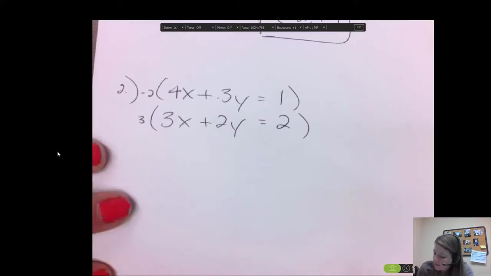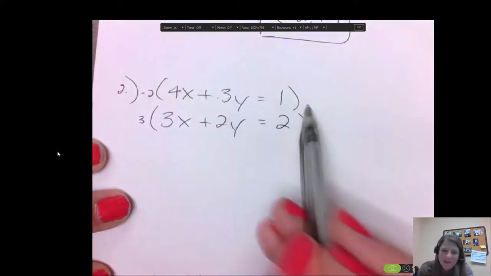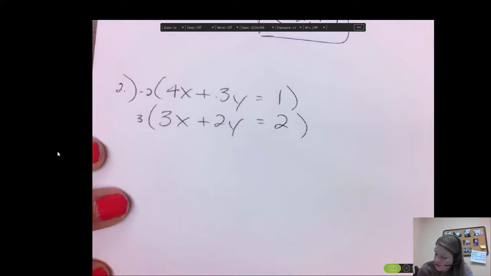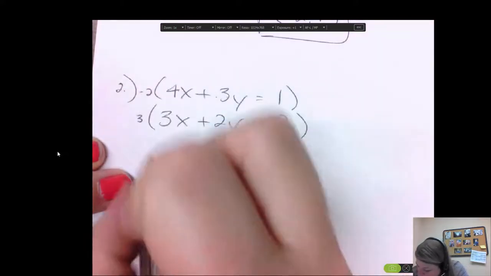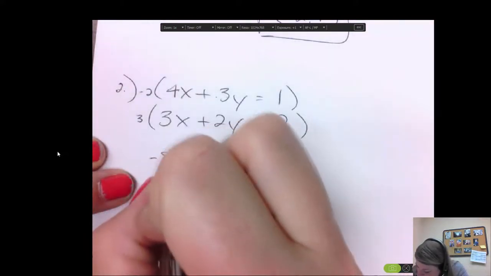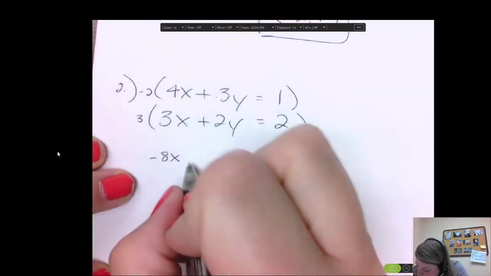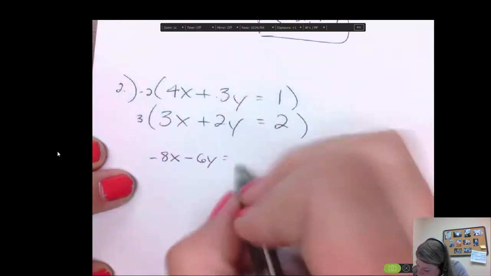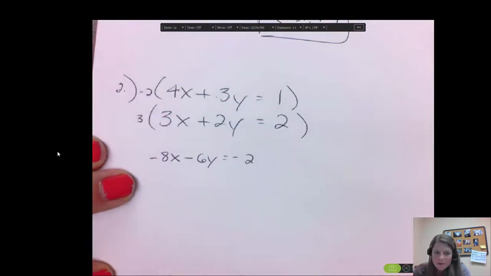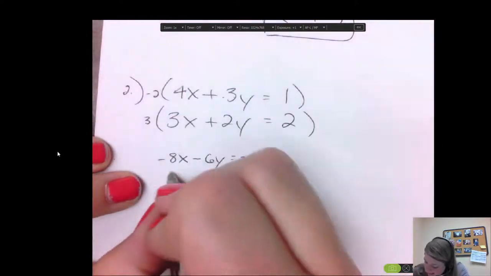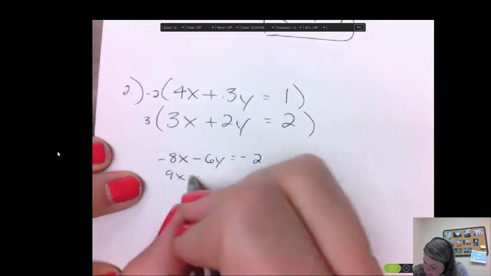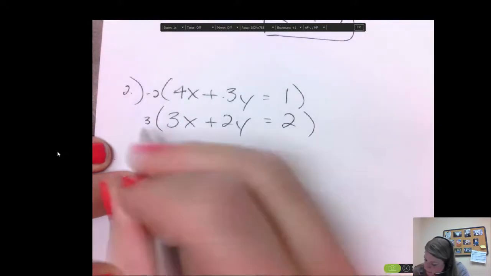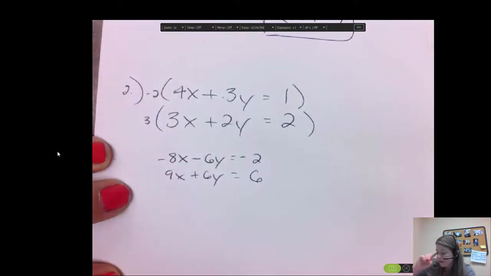Now watch how I do this. Negative 2 has to be multiplied by everything to make it a legal move in an equation. Negative 2 times 4 is negative 8x. Negative 2 times positive 3 is negative 6y. Negative 2 times 1 is negative 2. Switch to the bottom one. 3 times 3 is 9x. 3 times 2 is 6y. 3 times 2 is 6. So here's our second equation.